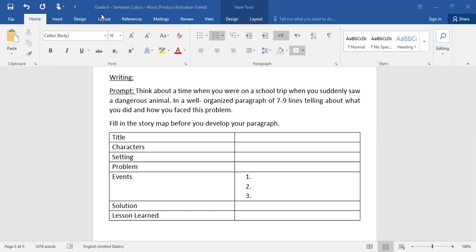Who are the characters? Me, my classmates, the teacher, and my friend that I like who got lost. The teacher, my friends, all of these, you know, the people who normally go on a school trip together. So the setting: in the prompt, they gave you the setting already. They told you on a school trip to the forest or something. So you can say to the forest, at the forest, anywhere. Okay.